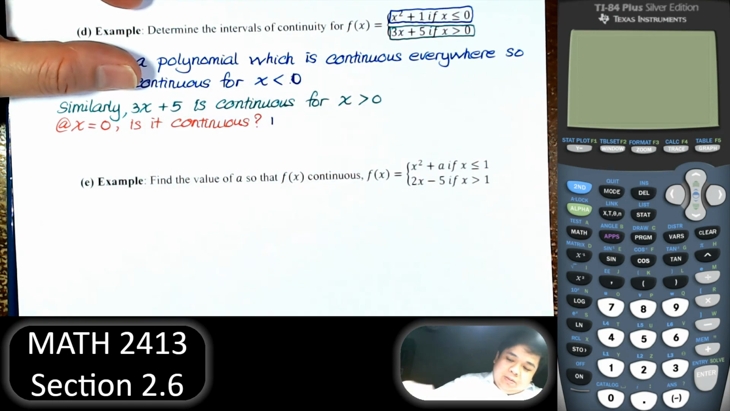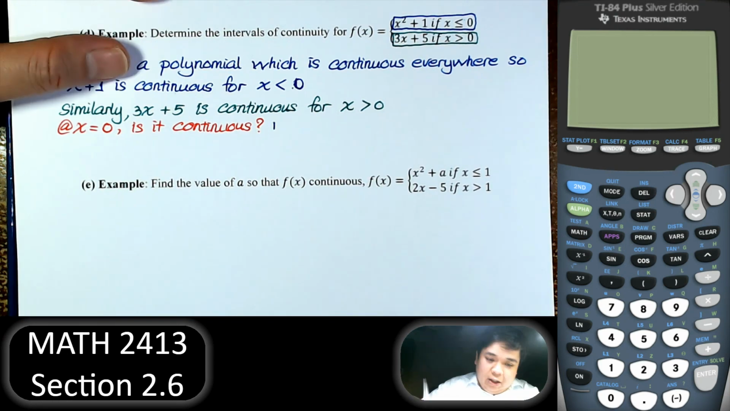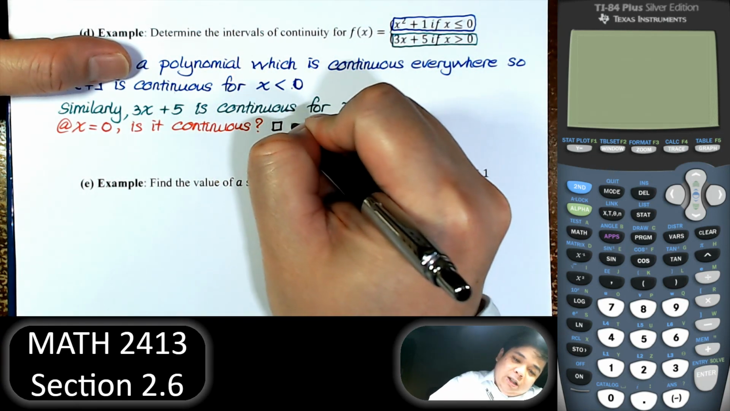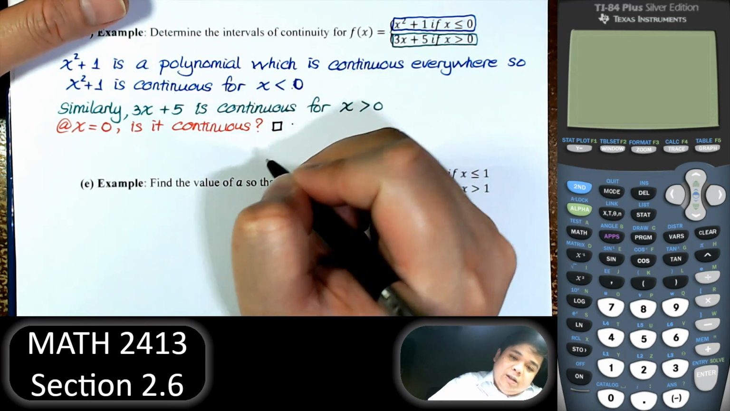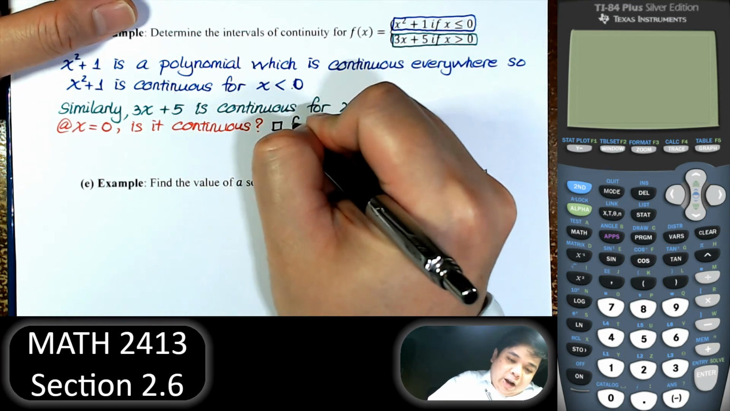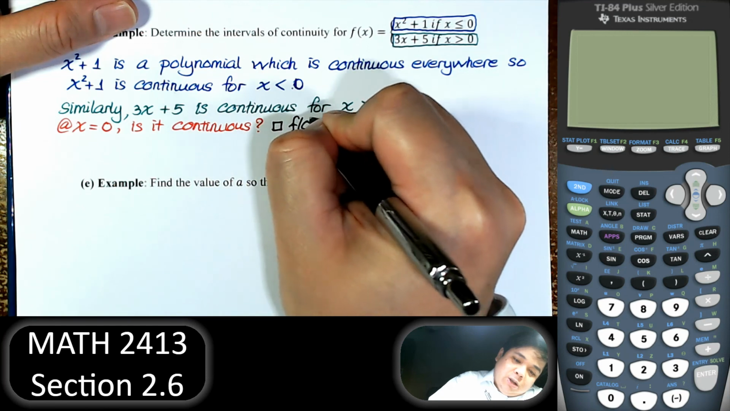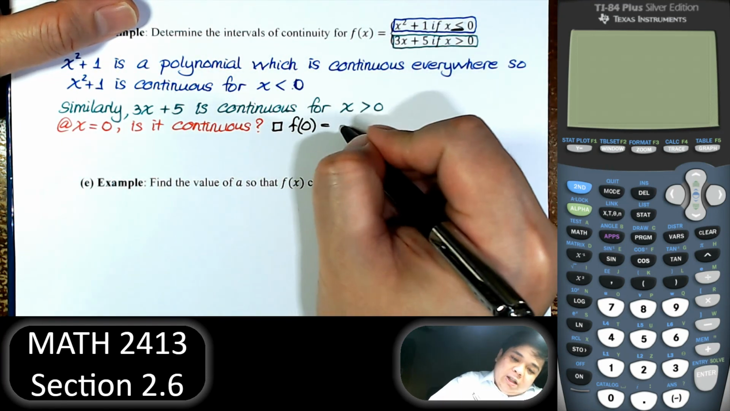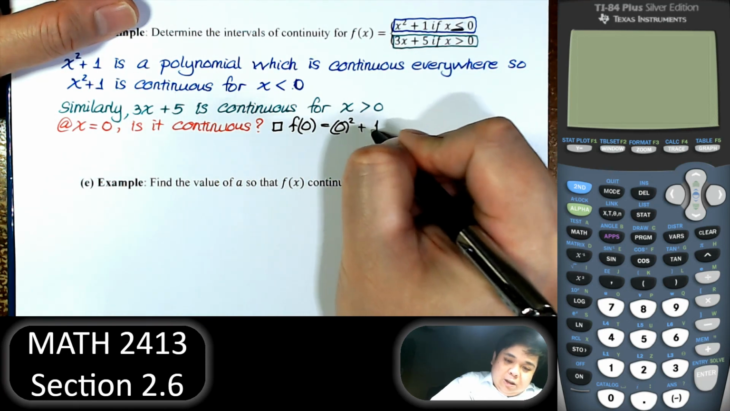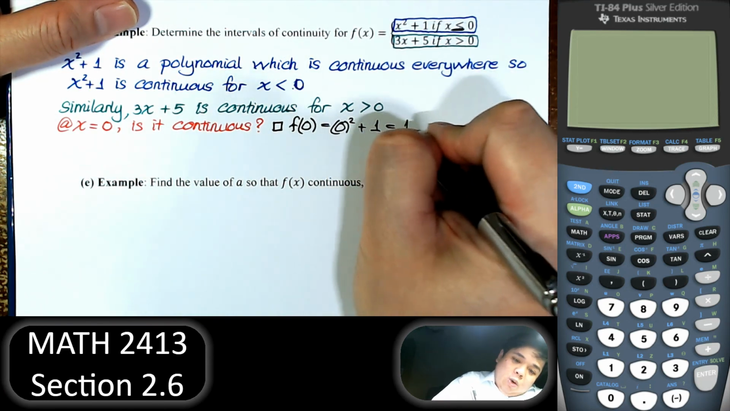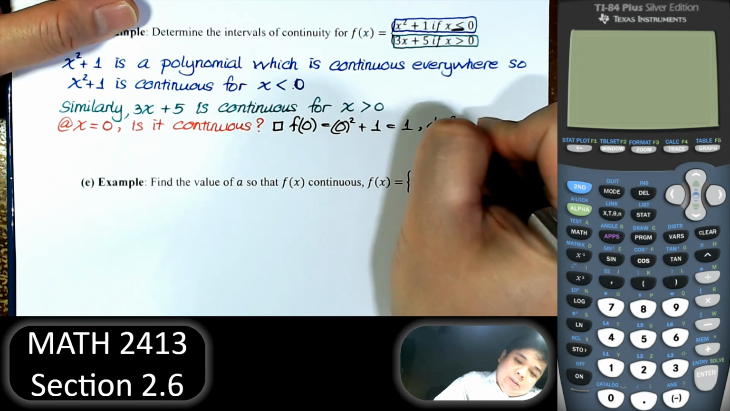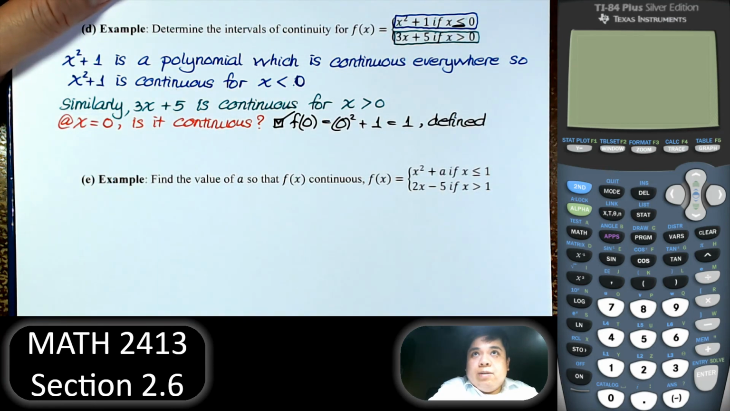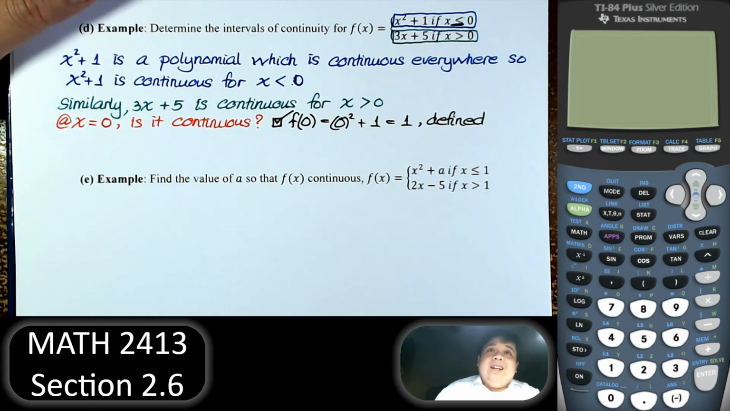First of all, x squared plus 1. What is the value when x equal to 0? When x equal to 0, it has the equal sign here, so I'm going to put 0 in for x. And it is equal to 1, so it is defined. So that's good. Next, does the limit exist?